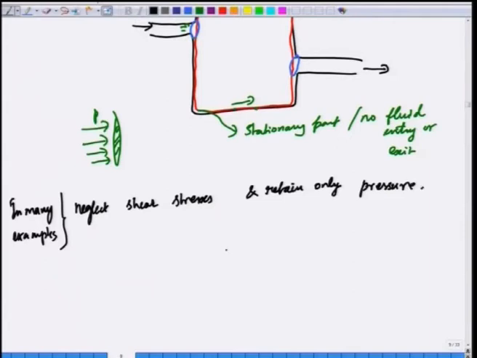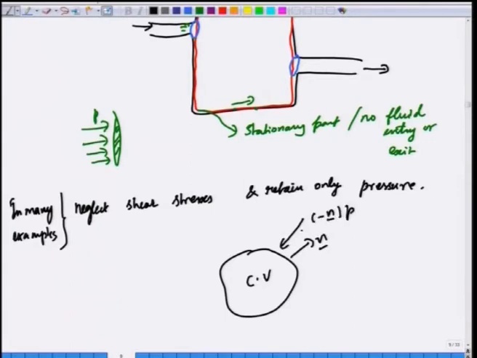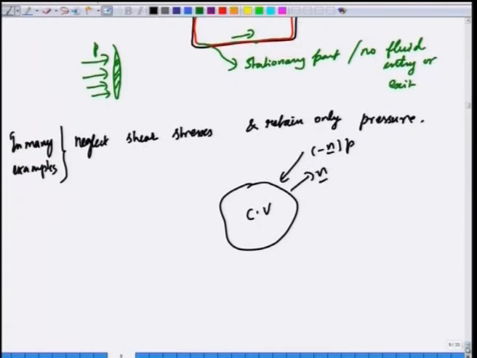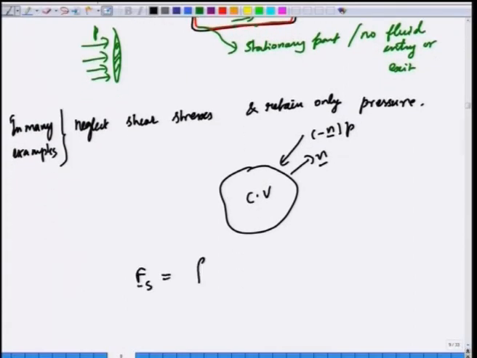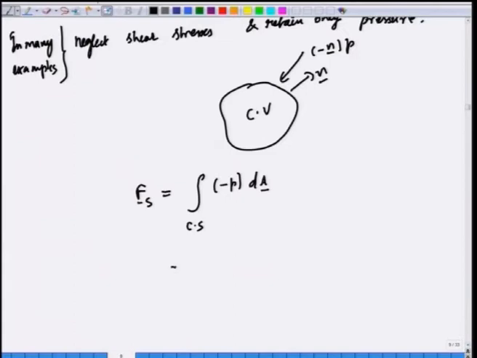Okay. So, the pressure, suppose you have a CV and this is the unit outward normal, the pressure acts in the direction of minus n. Pressure is a surface force, but it is compressive in nature. So, Fs is the integral over Cs of minus P dA. Okay, so that is the way you compute the surface force due to pressure on the control surface.